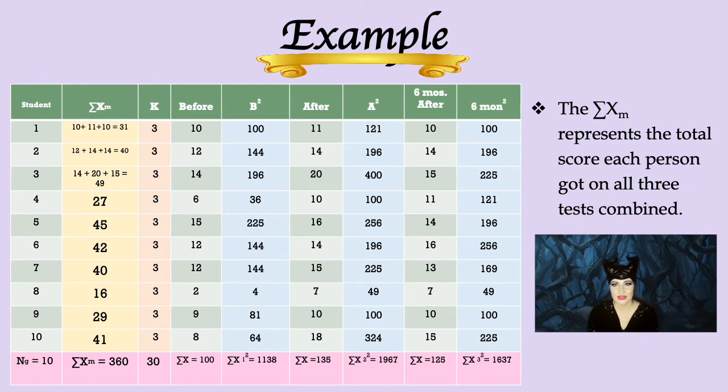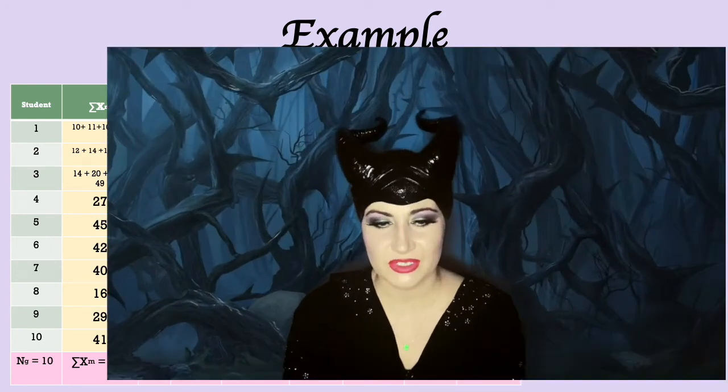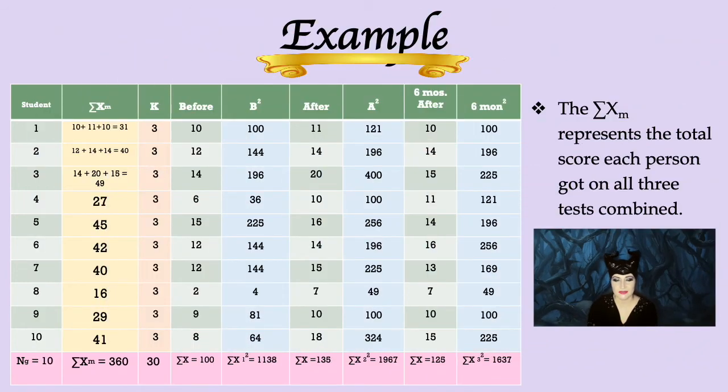I'm going to add their score before the course, immediately after, and 6 months after, which is going to be 12 plus 14 plus 14, and that's going to give me a total of 40. I'm going to do this all the way down for all of the participants, essentially adding every person's score before, immediately after, and 6 months after.